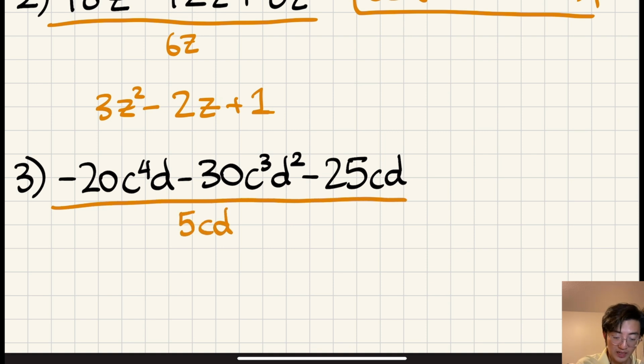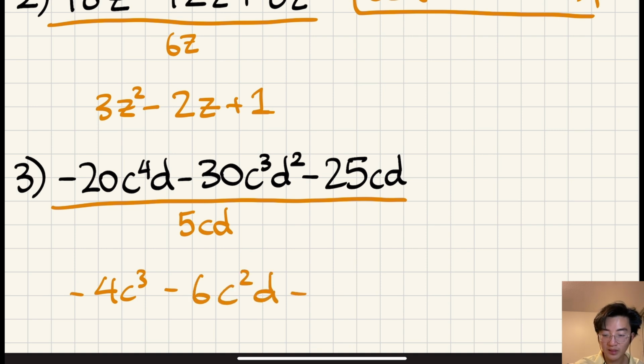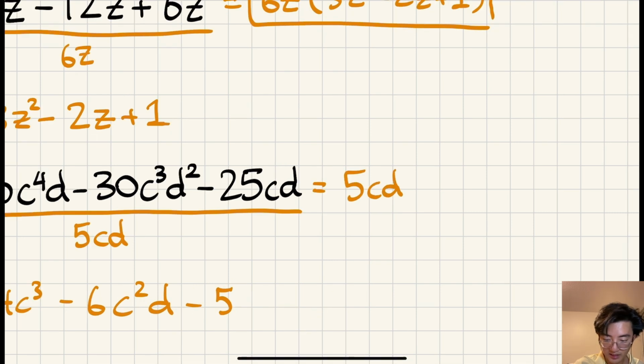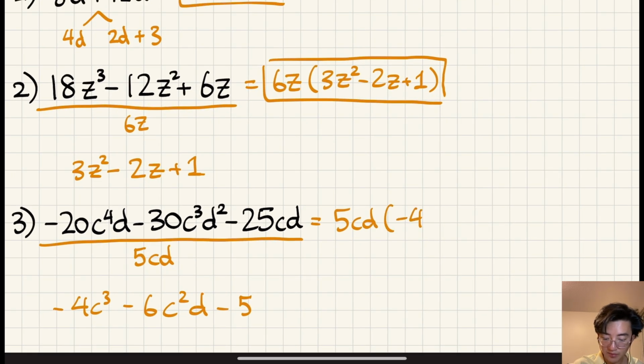So negative 20 divided by 5cd is 4c cubed, 30c cubed d squared divided by 5cd is 6c squared d, and then 25cd divided by 5cd is 5. Getting us 5cd times 4c cubed minus 6c squared d minus 5.